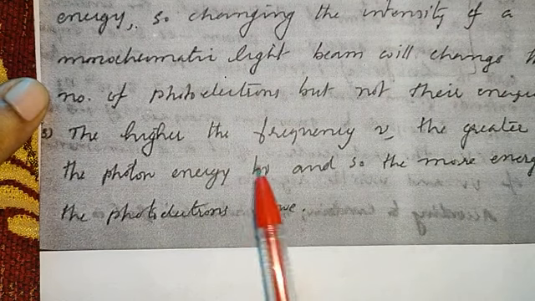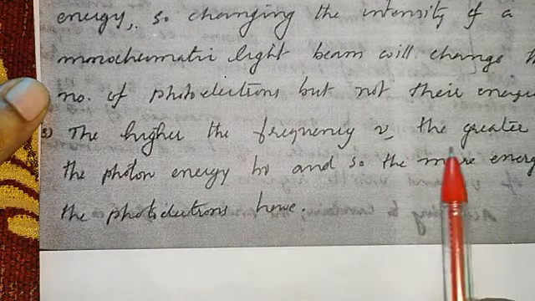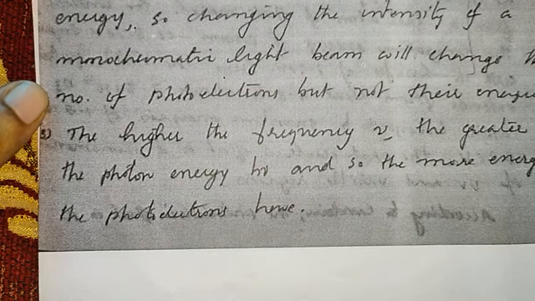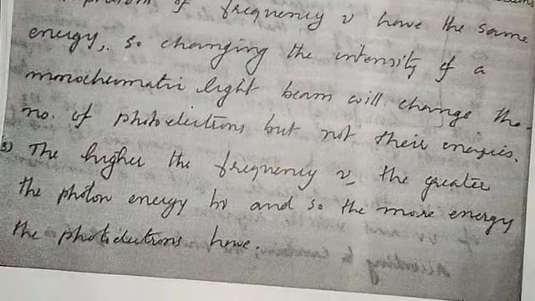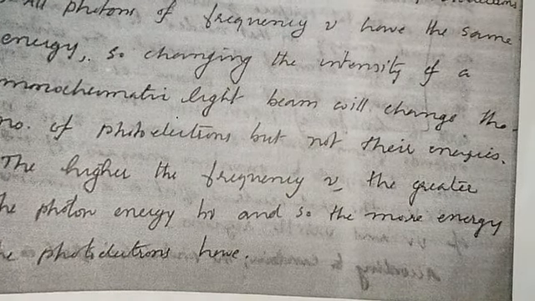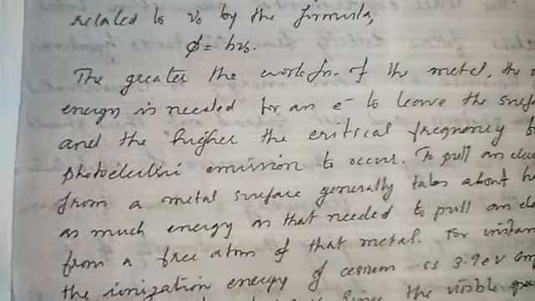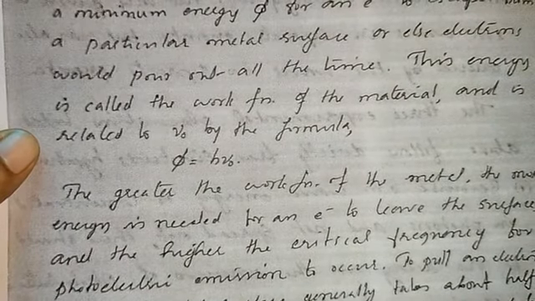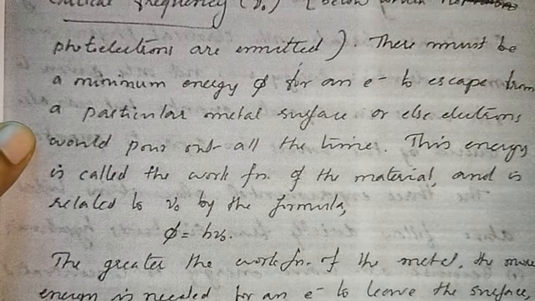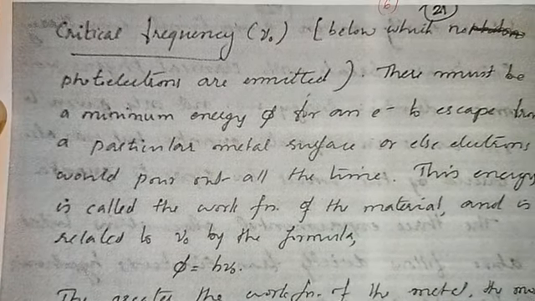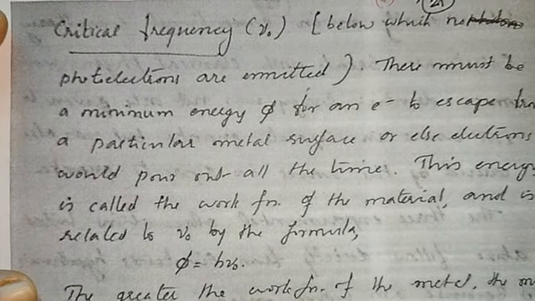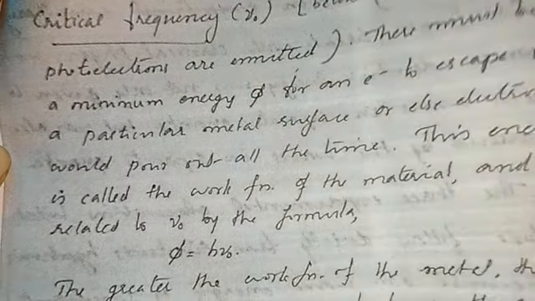And the third point is, the higher the frequency nu, the greater the photon energy h nu, and so the more energy the photoelectrons will have. That is, the higher the energy of the falling light waves, the higher will be the energy of the photoelectrons emitted from the metal surface. So we could explain all these discrepancies that we found in the previous theory. So this was a suitable theory to explain the photoelectric phenomena.